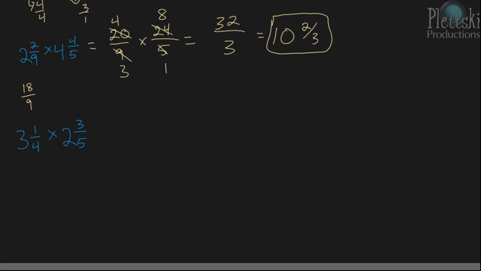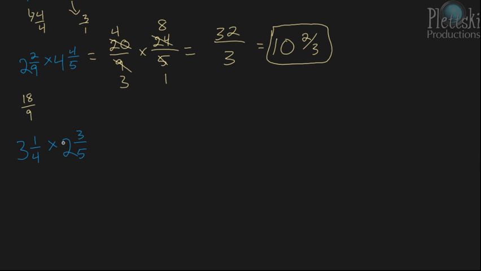Okay, the last one. 3 1/4 times 2 3/5. Well, let's rename those. So 3 1/4 we can rename. Well, 3 times 4 is 12, plus 1 is 13. So we have 13 over 4 times, and then let's rename 2 3/5. So 2 times 5 is 10, plus 3 is 13. And we leave the denominator alone. And at this point, we aren't going to be able to simplify anything, so we just need to multiply it.